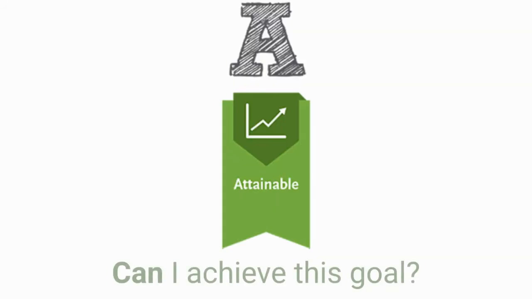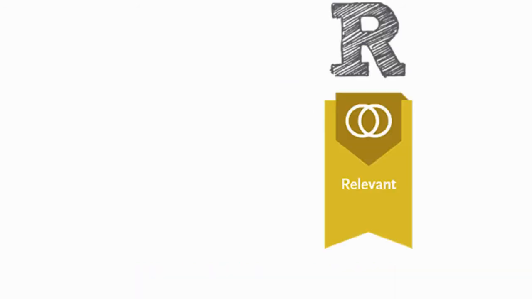A, attainable. Can I achieve this goal? So you want to make sure that your goal is something that you can actually achieve. So right now you wouldn't make a goal to master calculus because you're only in elementary school and you can't quite do that yet. But you might be able to make a goal to get all of your times facts correct, or being able to get an A on your math test, things like that.